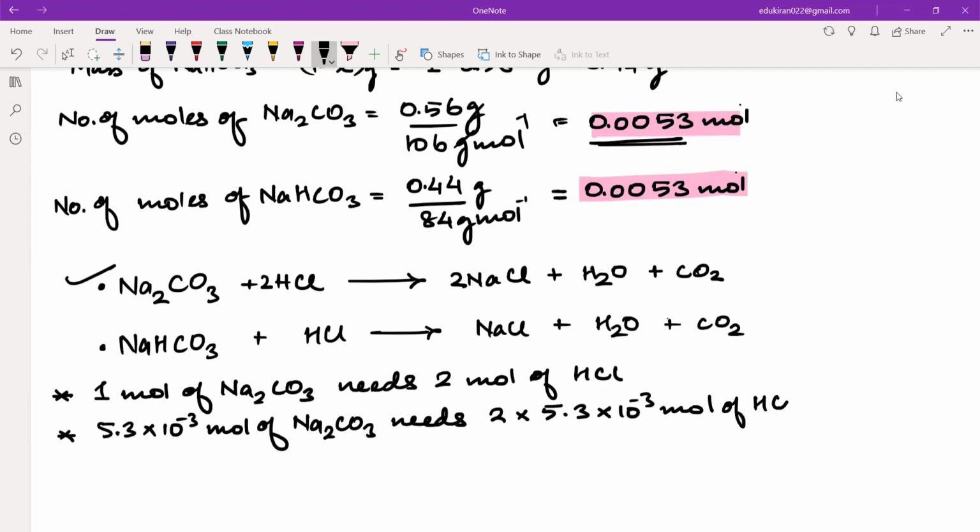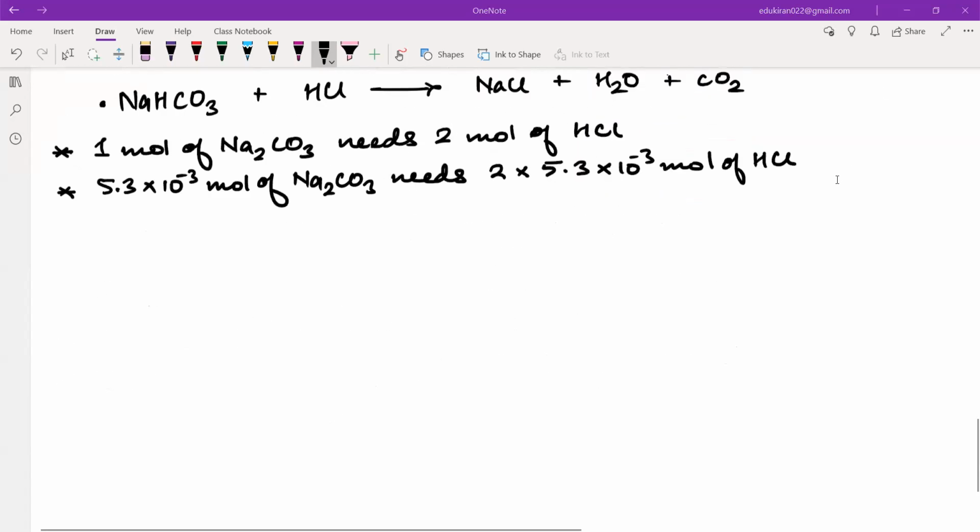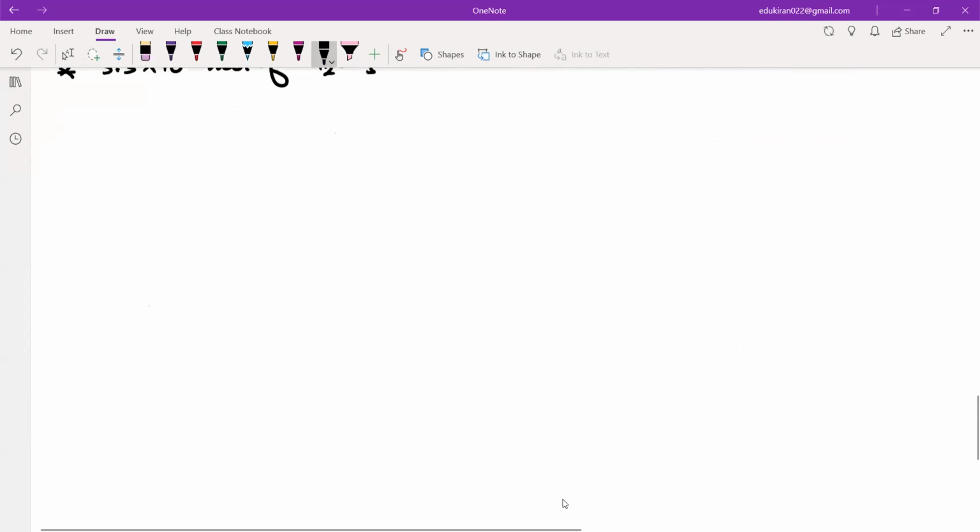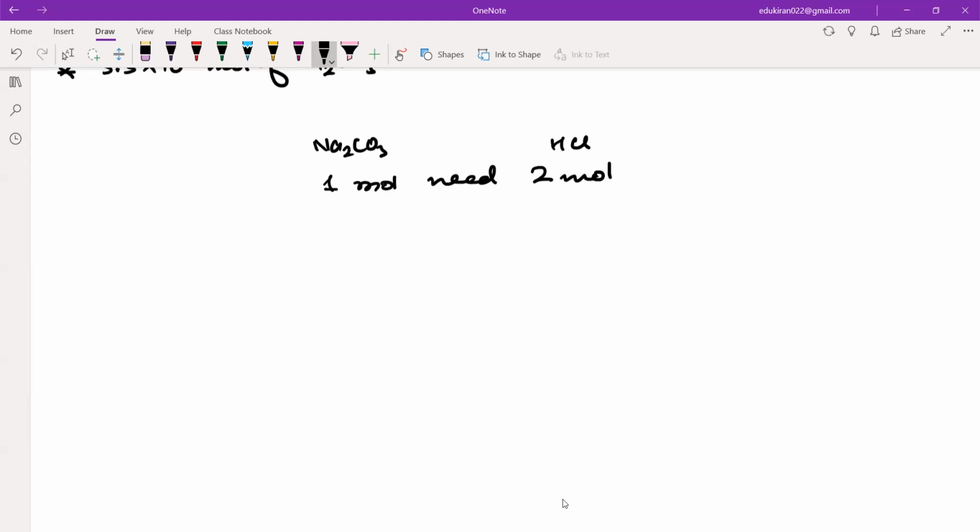Yes, sir. Okay. Alida, Casey, you understood the second statement? Yes or no? Not really, sir. Can you repeat? Sure. See, 1 mole needs 2 moles. Yes or no? This is for Na2CO3. It needs 2 moles of HCl. Correct? Yes, sir. Did you understand this?